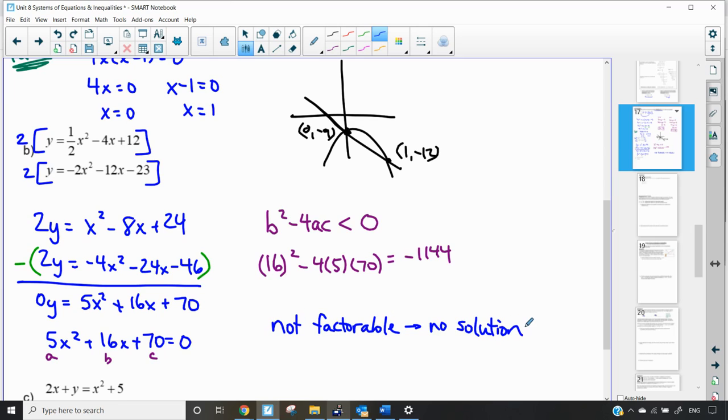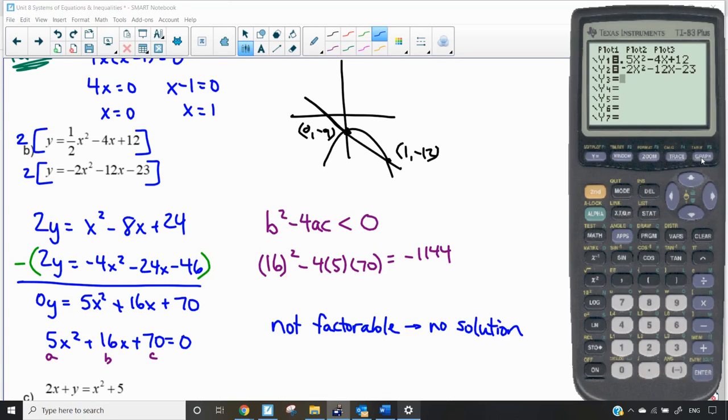And again, to verify, we're going to use our calculator. All right, now once we have our equations typed into our calculator, then we're going to hit the graph button and see what we have.